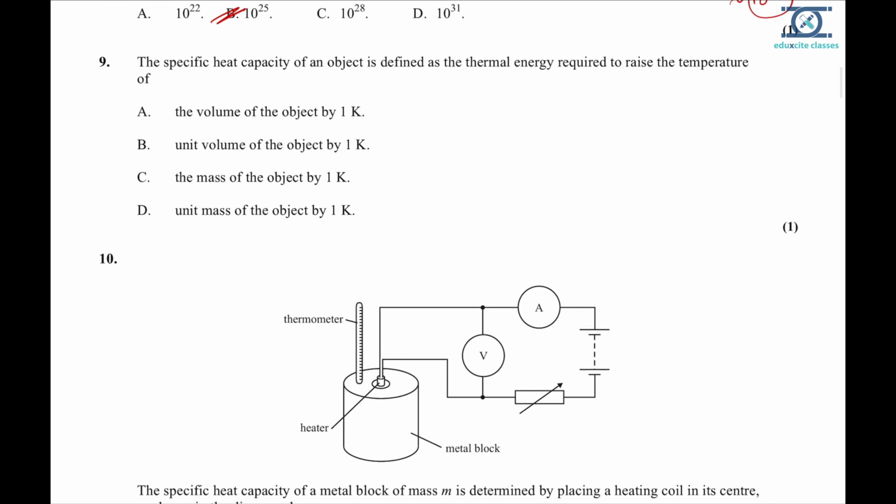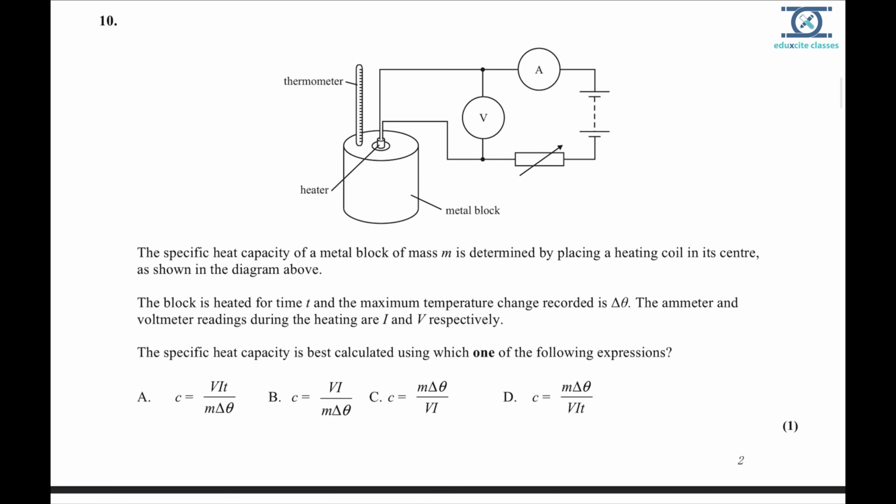Now question number 9. The specific heat capacity of an object is defined as the thermal energy required to raise the temperature of what? Of unit mass of the object by 1 Kelvin. That is option D. This is the definition itself, and you should know that, because it is asked in your paper 2 as well.